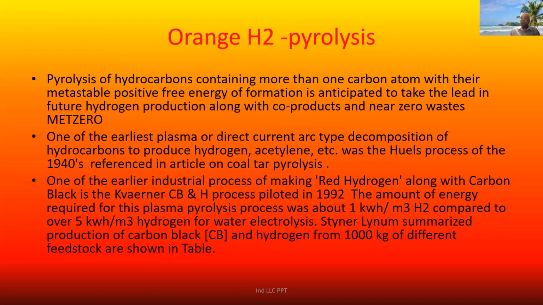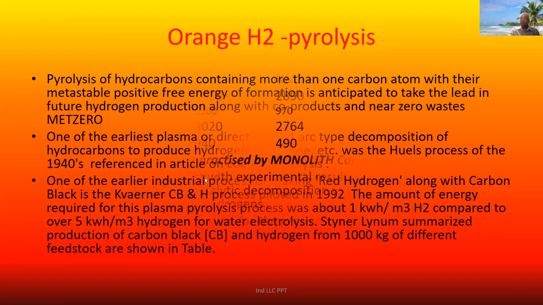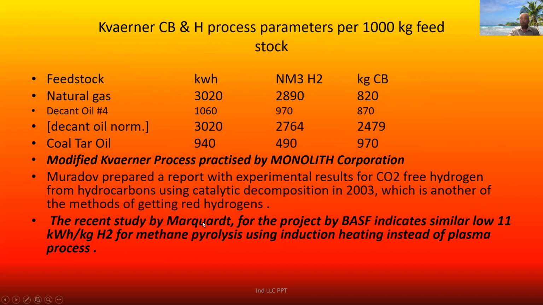Steiner and Lanham summarized the production of carbon black and hydrogen from 1,000 kg of different feedstock. The decanted normalized number is the normalization for the same kilowatt hour, but the 1060 is the amount produced from 1,000 kilograms of the raw material stock.